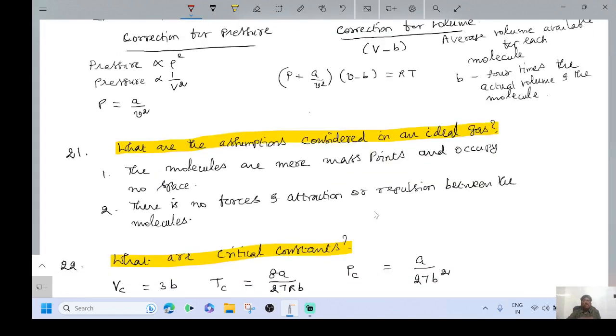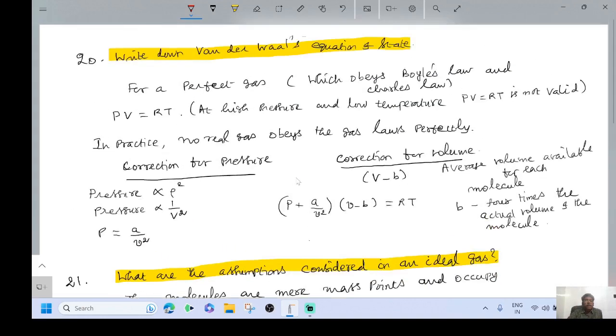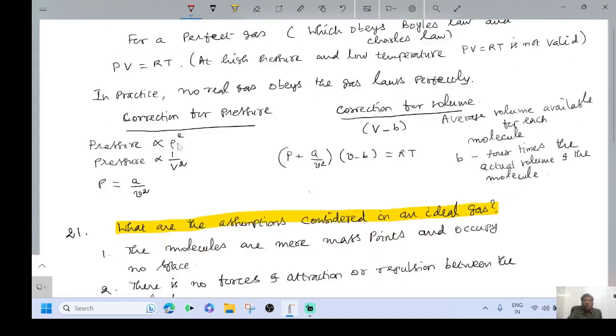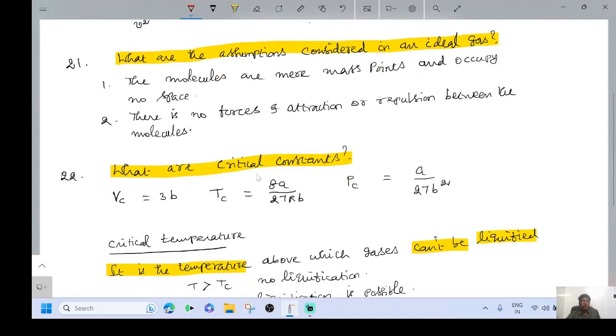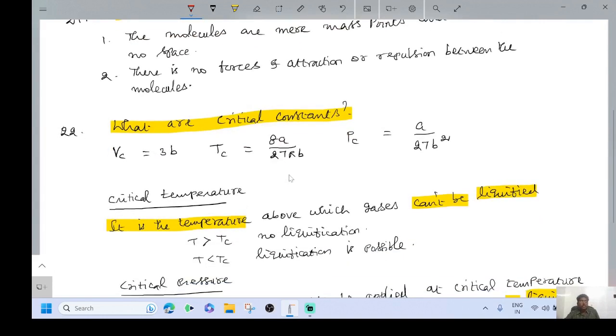What are the assumptions considered in an ideal gas? The molecules are mere mass points and occupy no space. That is, the volume occupied by a molecule is negligible. There is no force of attraction or repulsion between the molecules. By considering these two cases, they derived the relation PV equal to RT, but in actual practice, these are all violated.